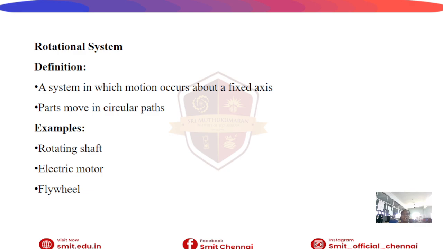Then, rotational system. A rotational system is one in which motion occurs about a fixed axis. All parts move in circular paths. Examples: rotating shaft, electric motor, flywheel. Rotational systems are widely used in electrical machines.